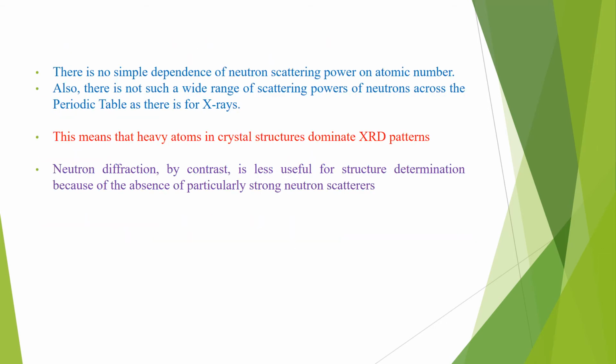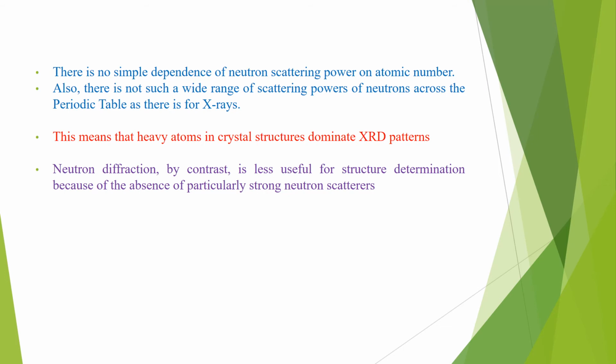This means that the intensity of the powder neutron diffraction pattern does not show the general decrease with increasing Bragg angle that is seen with the powder XRD pattern. There is no simple dependence of the neutron scattering power on atomic number. Also, there is not such a wide range of scattering powers of neutrons across the periodic table as there is for X-rays.